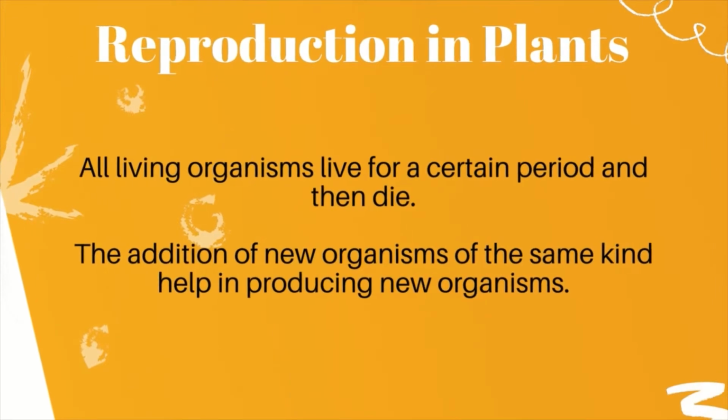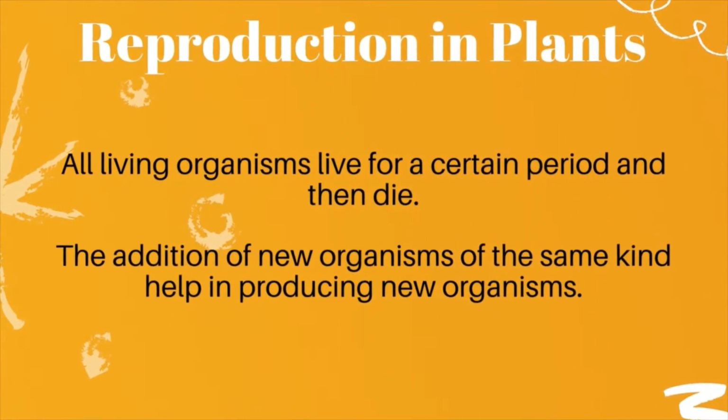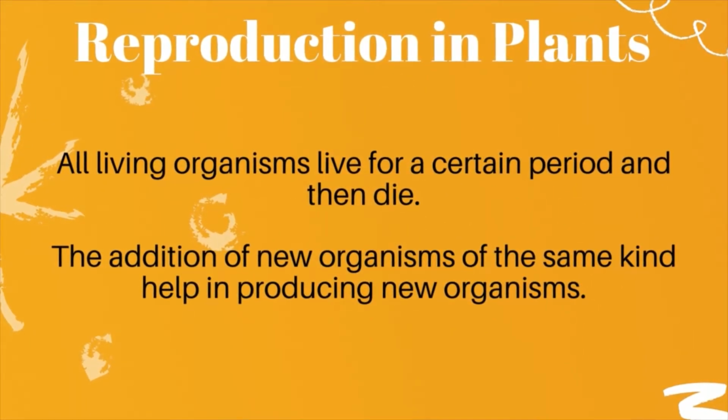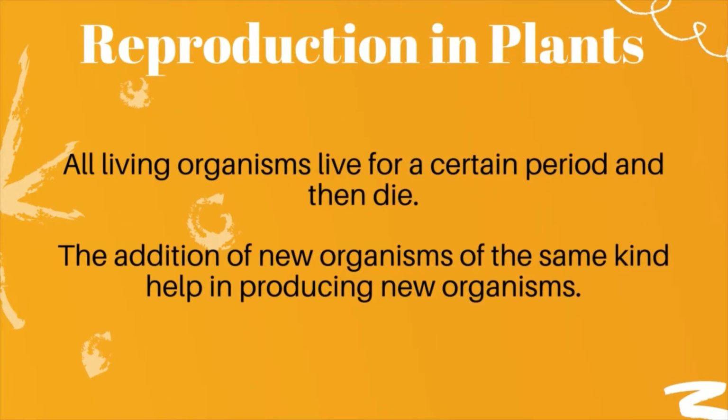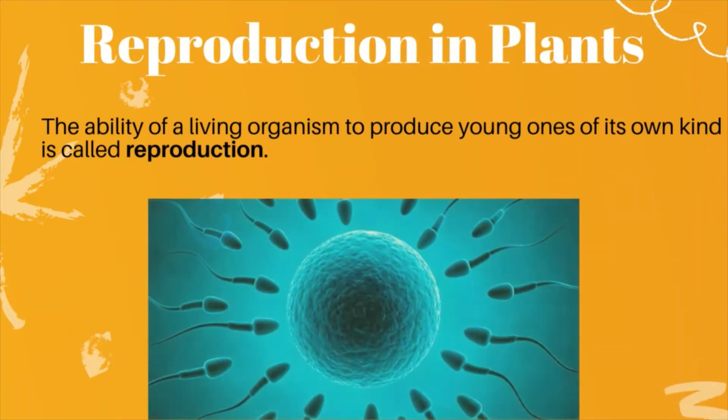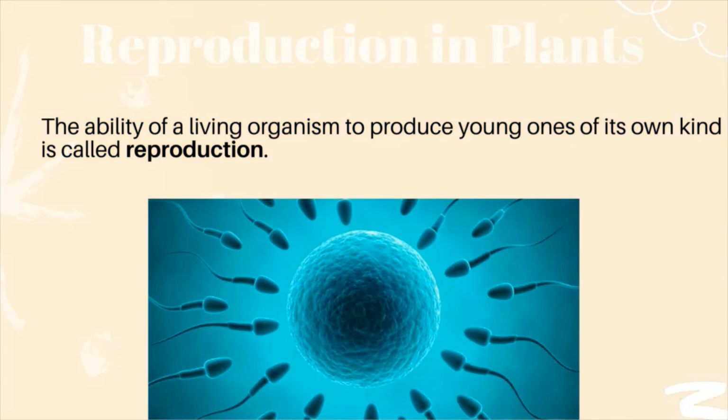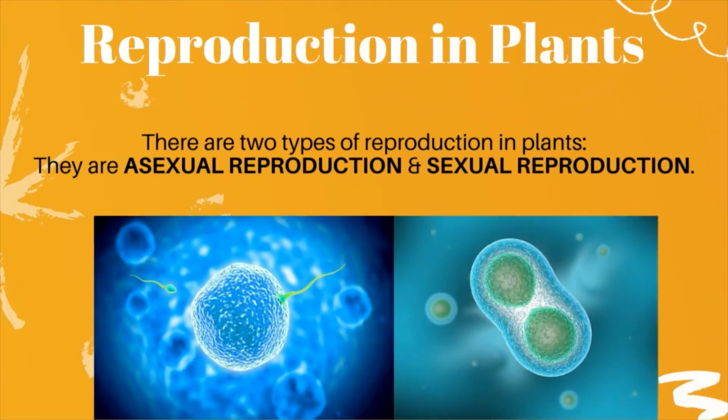Living organisms live for a certain period and then die. Then how is the population of living organisms maintained on Earth? It is by the addition of new organisms of the same kind through reproduction. Now, what is reproduction? The ability of a living organism to produce young ones of its own kind is called reproduction. There are two types of reproduction in plants: asexual reproduction and sexual reproduction.